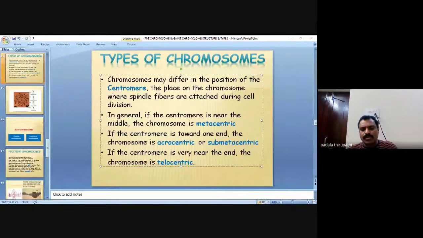I will show the next slide. I hope the next slide is visible. Metacentric, submetacentric, chromosome structures. Are you observing the chromosome structures in this slide?